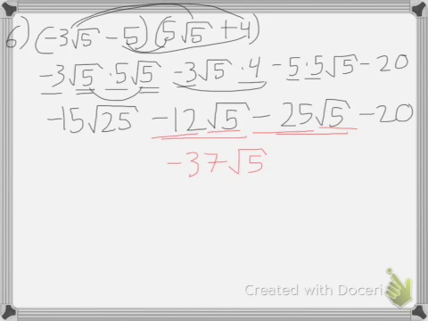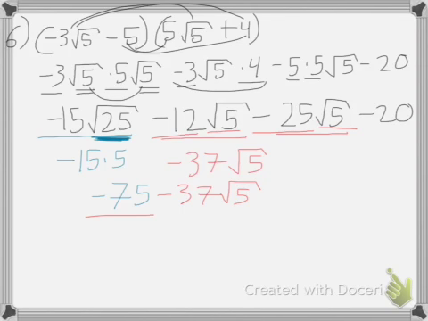So on the other side, right there, we can simplify the square root of 25. And we know that the square root of 25 is just 5. So this is the same thing as negative 15 times 5. Let's see, 15 times 5 is 75. So I have negative 75, minus 37 square root 5, which I can't combine because this one doesn't have a square root. And then I have my subtract 20 still.